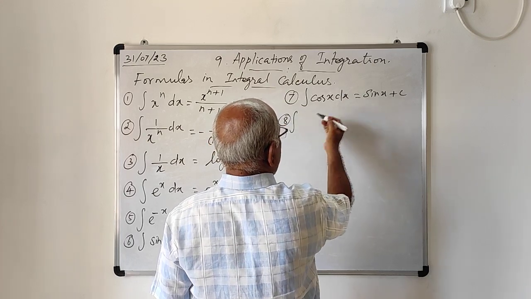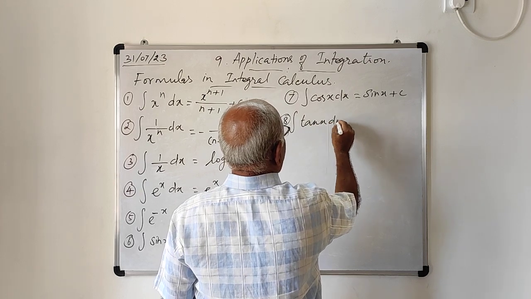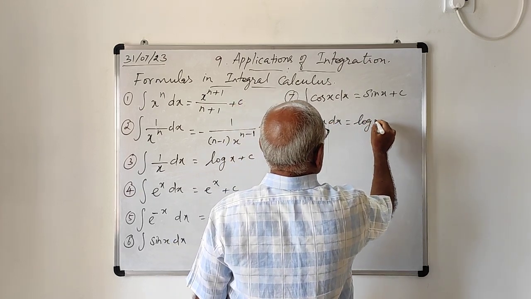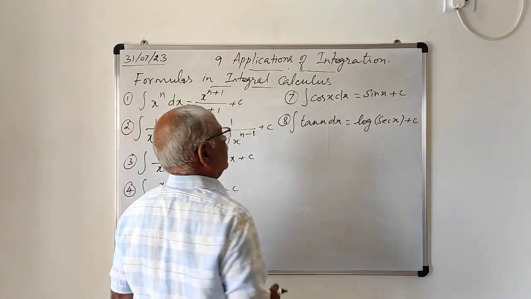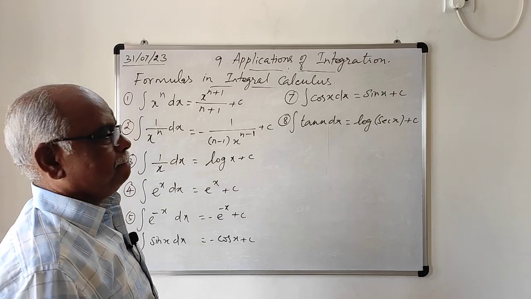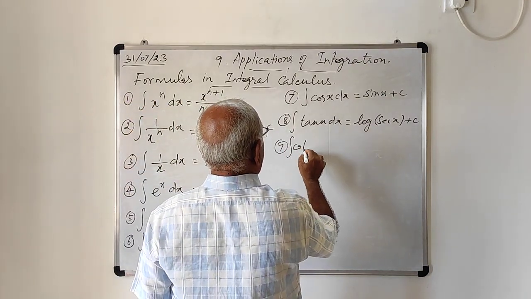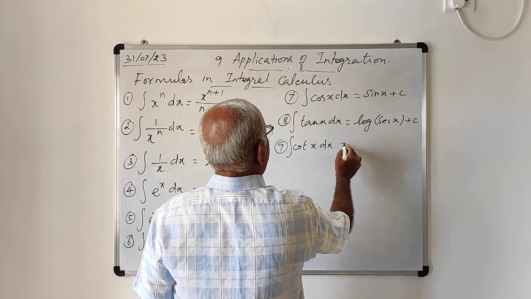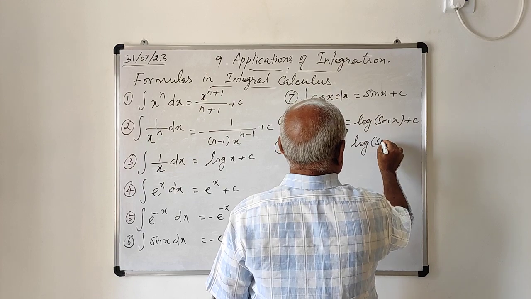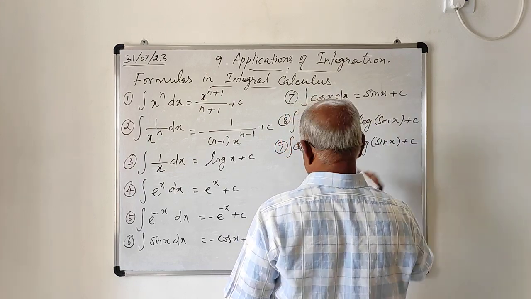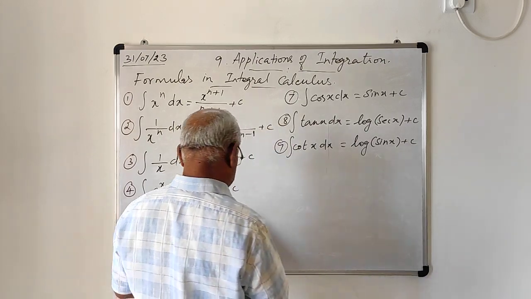Integral tan x dx. You have studied in your 11th standard, this is log secant x plus c. Integral tan x is log secant x plus c. Next one, integral cot x. Integral cot x dx is log sin x plus c. Integral cot x is log sin x plus c.